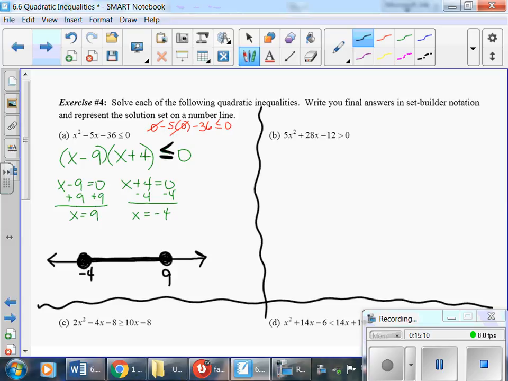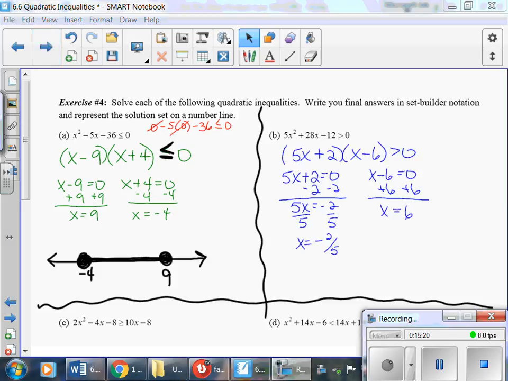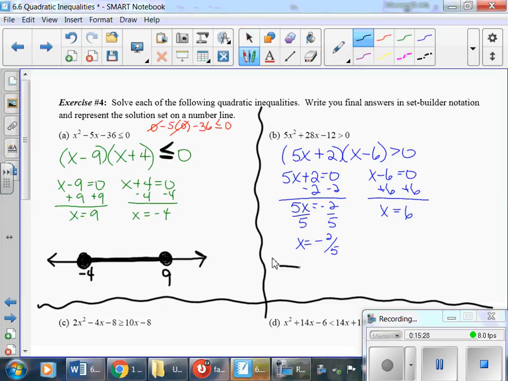All right, so again, pause, try B, and I will put the solutions up in a snap. So just factoring that, that's what you come out with. So don't flip out that you get a fraction as one of your roots. Just recognize where on that number line that fraction will lie.